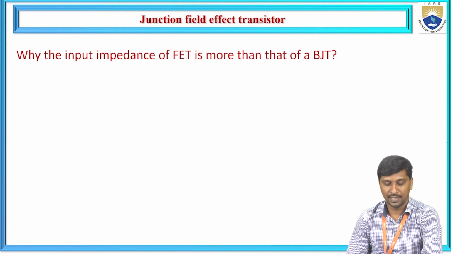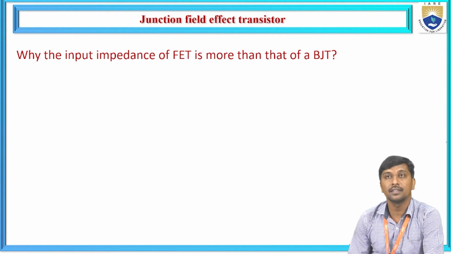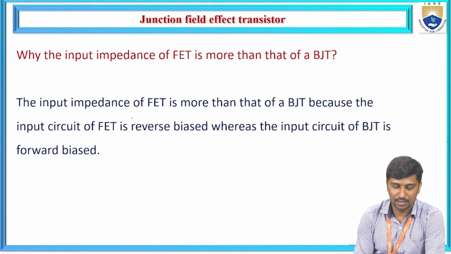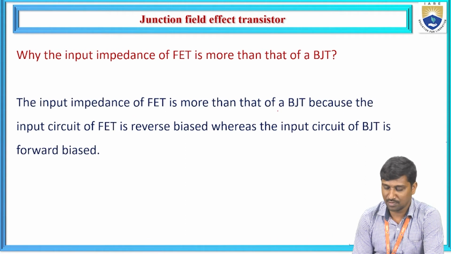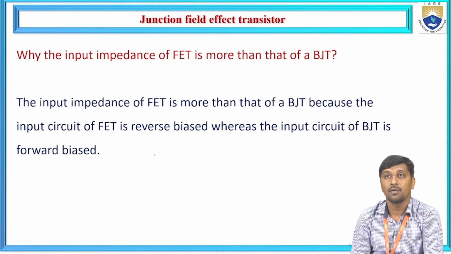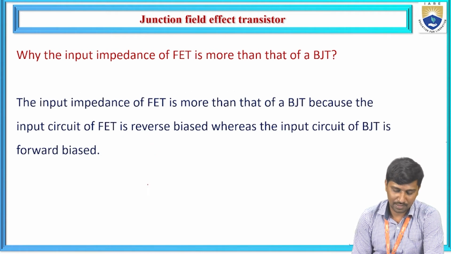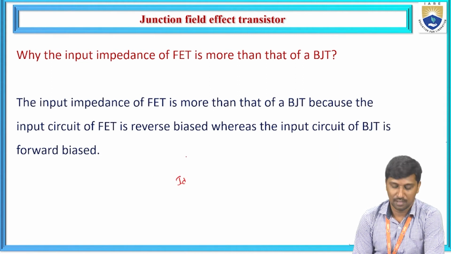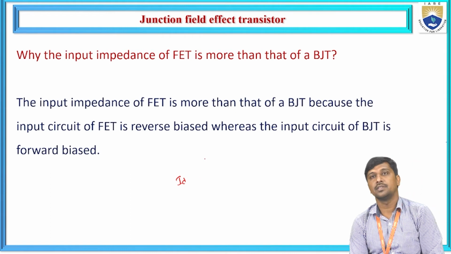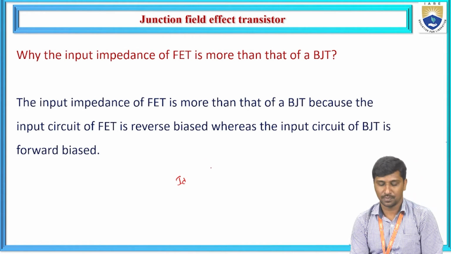Why is the input impedance of a FET more than that of a BJT? For this case, the input impedance of the FET is more than a BJT because the input of the FET is reverse biased. Why? Because, just now we observed that if you want to control the drain current, then we need to apply a reverse bias across the gate and the source.